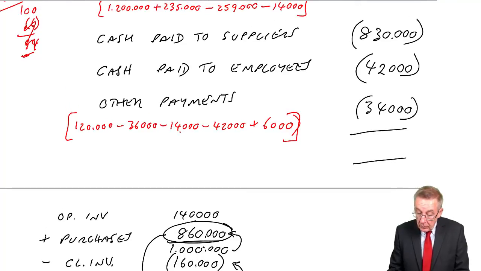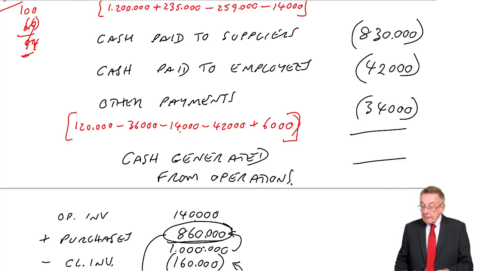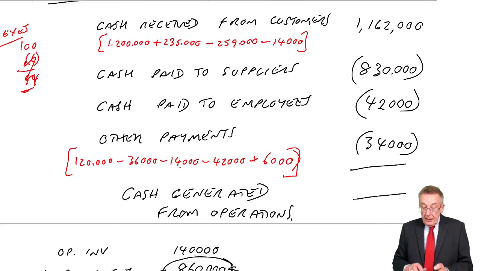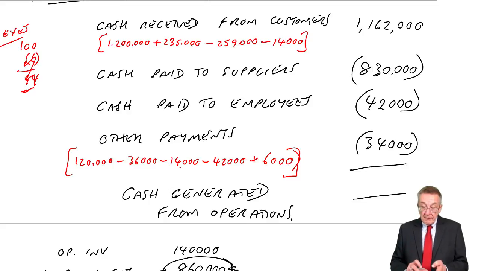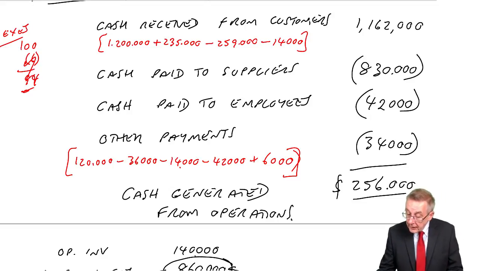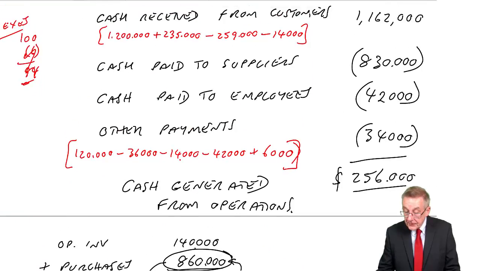And that should leave us with the cash generated again from operations. Let's check and let's hope it comes to the same. 1162 minus 830 minus 42 minus 34, 256,000. Is that what I got before? Yes, it is, 256,000.